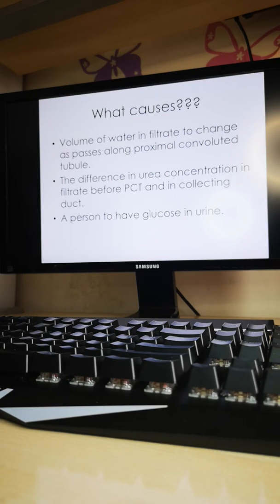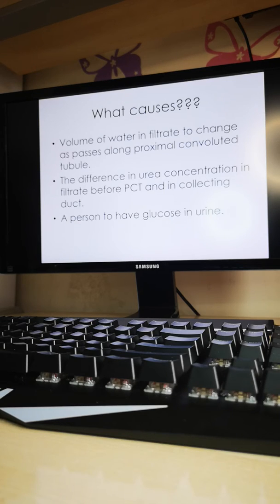So if the urea is not being reabsorbed at all from the filtrate into the blood, why would its concentration be changing? So remember, concentration is affected by two things: the amount of that molecule, but also the amount of water. So if the amount of water is changing, although the amount of urea is staying the same, the concentration will be changing. So before the proximal convoluted tubule, we will have lots of water still in the filtrate, having not yet been returned to the blood, reabsorbed.